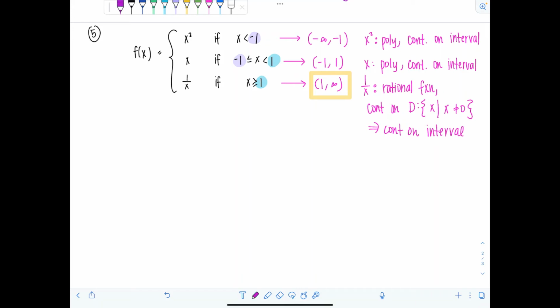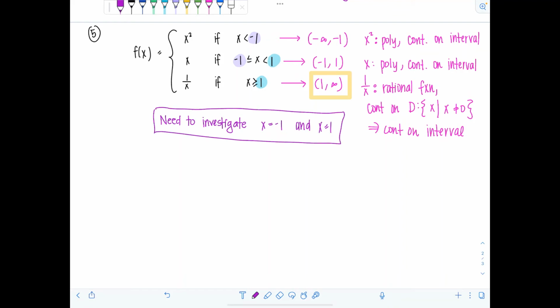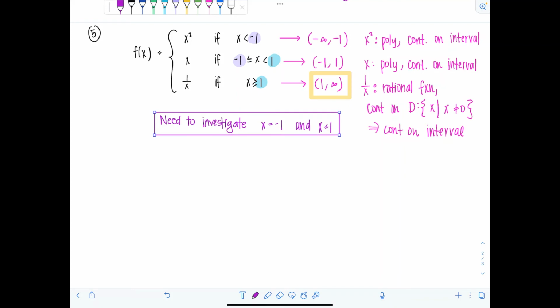So that means all we need to do is investigate. I'm going to write you a little narrative. Look at this. Need to investigate what is going on at x equals -1 and at x equals +1. Because basically we don't know if when this piecewise function, the pieces were pasted together at -1 and 1, if it was done in a continuous fashion or not. But every other x value, we're good. We know the function's continuous there. How fabulous.